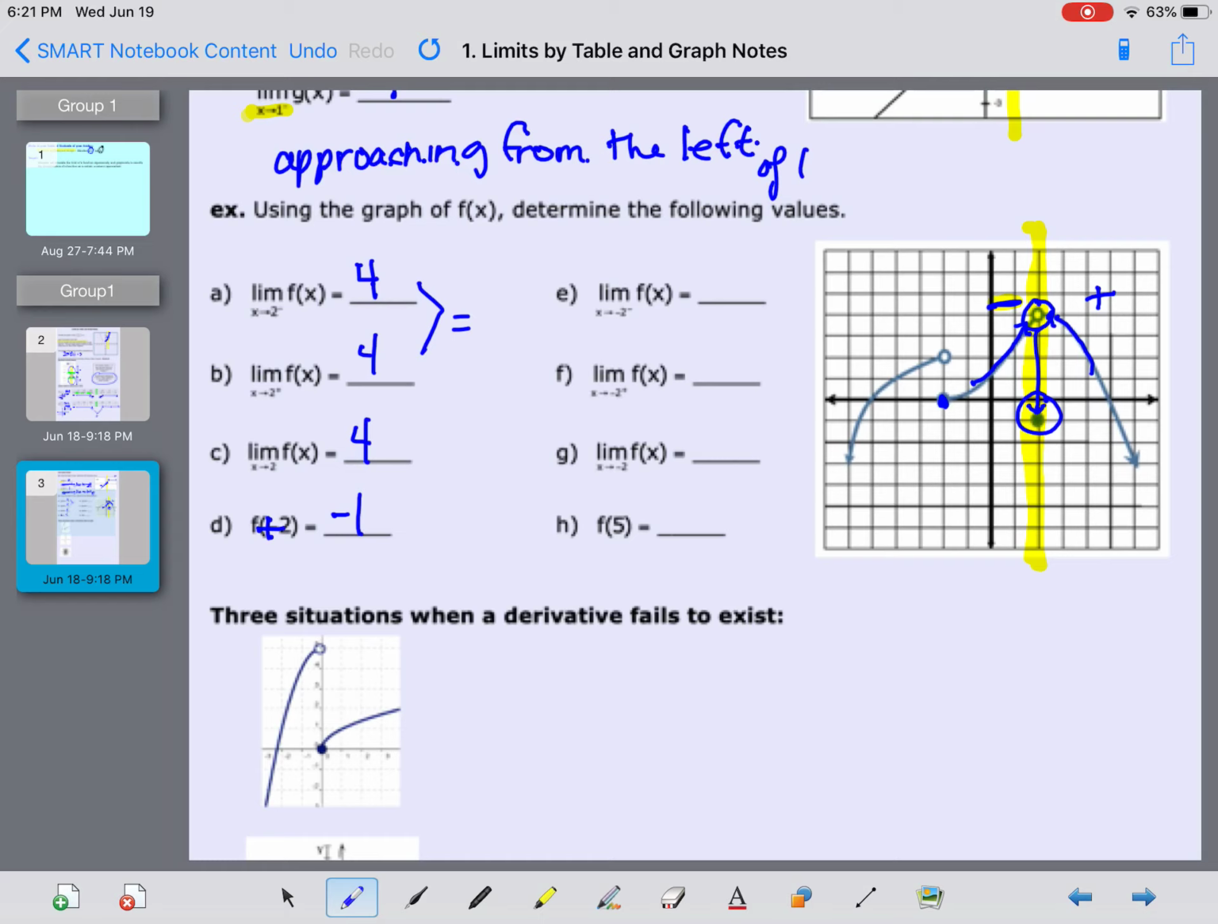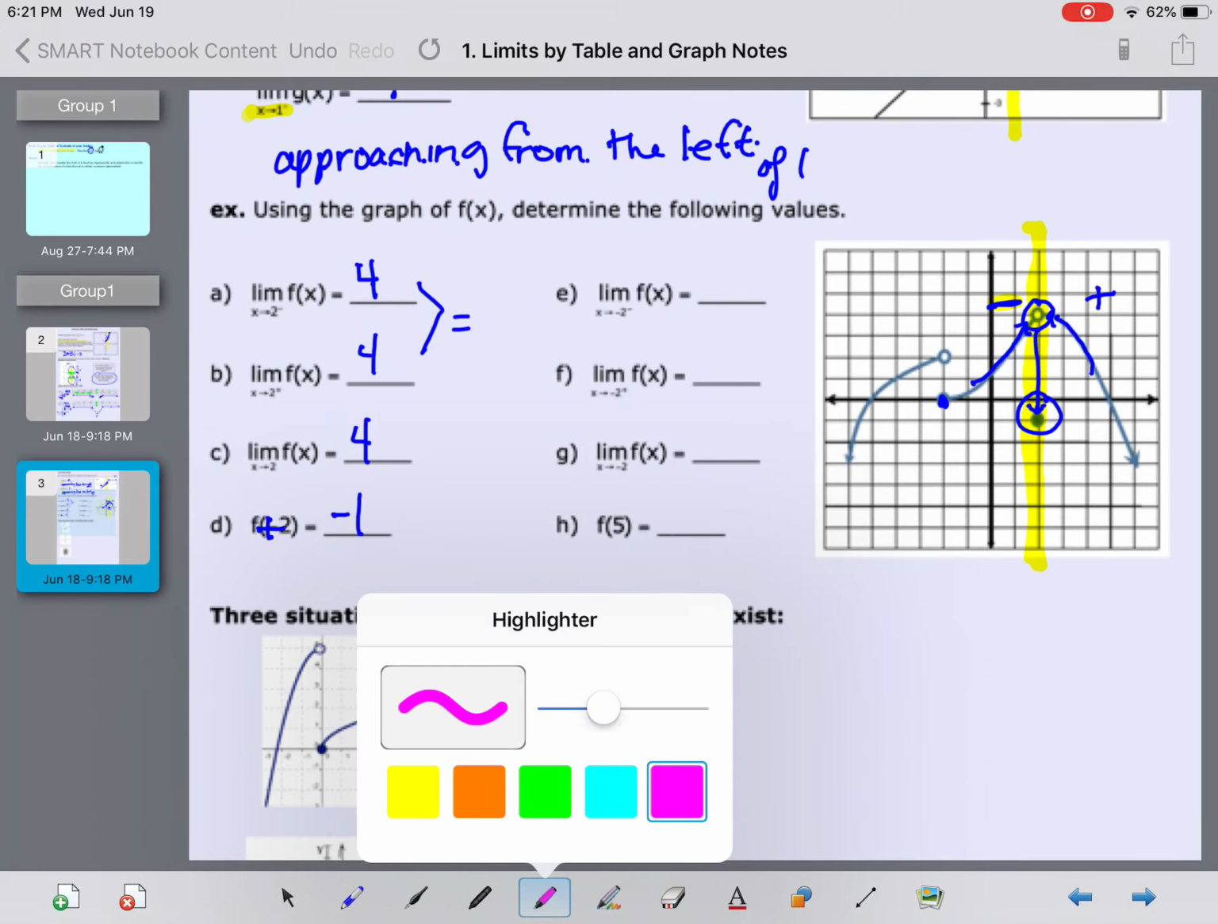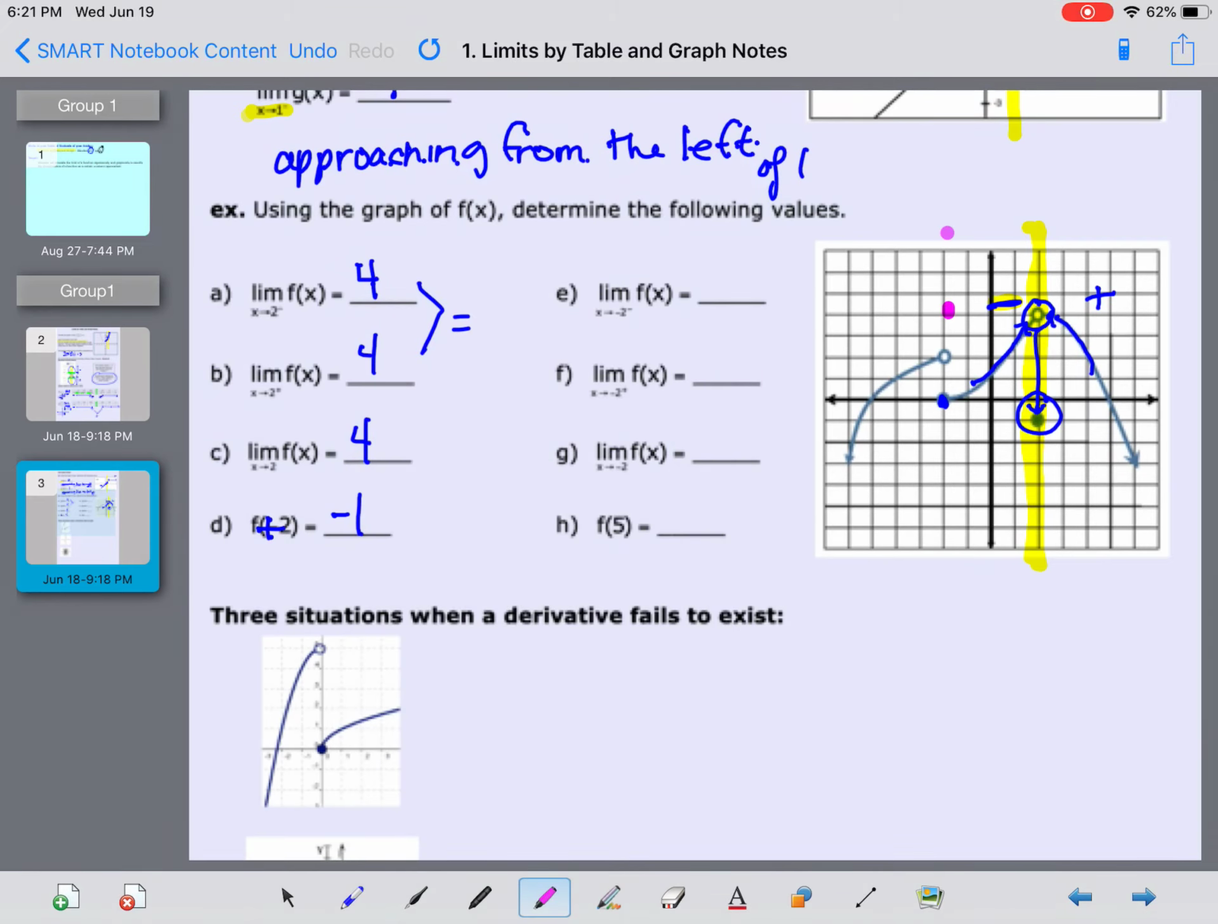So if we look at E, now we're looking at -2, which is right here. If we're approaching from the negative side, so here's my negative side of that line, as I'm approaching here, my y value is approaching 2. If you got that right, good job. The positive side of that line is on this side now. As I'm approaching from this side, I'm approaching 0. If you got that right, good job.